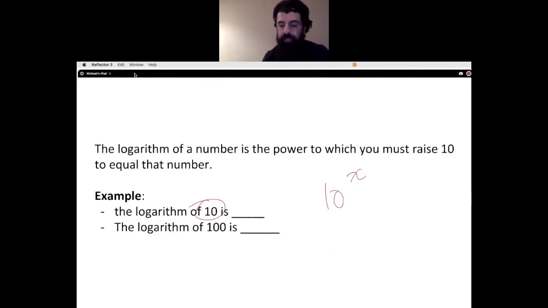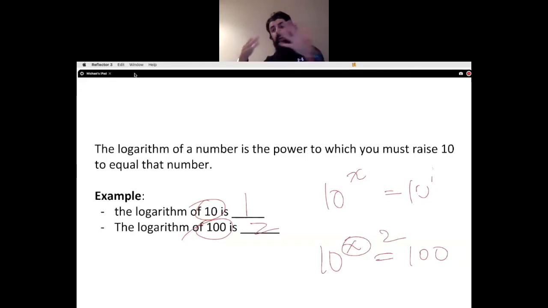So the power, 10 to the power of 1, is going to give me a value of 10, which means that the logarithm of 10 is 1. The logarithm of 100 is, again, same thing: 10 to the power of what is going to give me 100? And so that x value is 2. So that means the logarithm of 100 is 2. But that's just a really quick, simplified version of what a logarithm is.